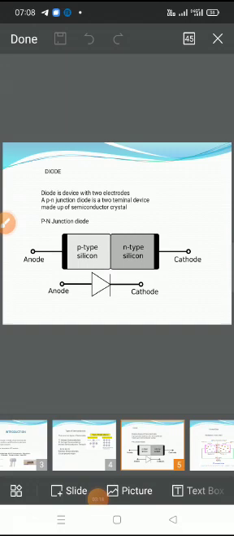The PN junction is formed between the P-type and N-type semiconductor.